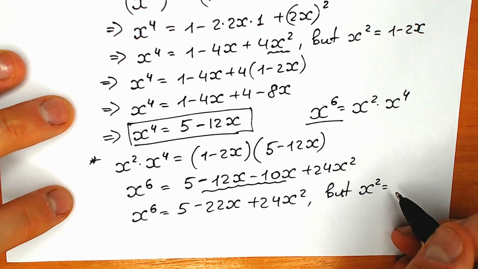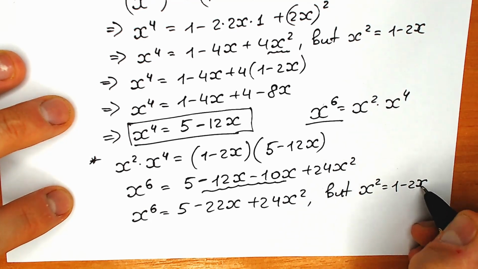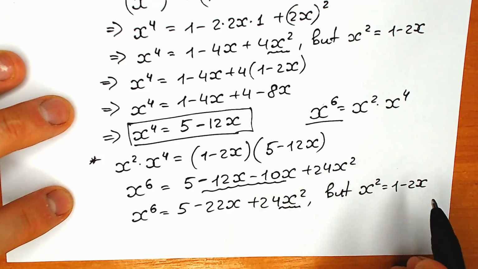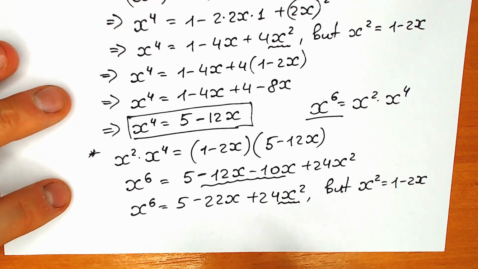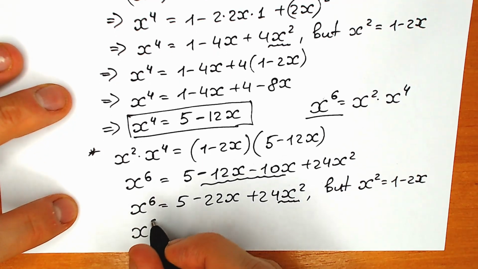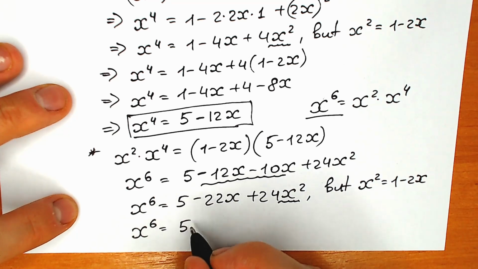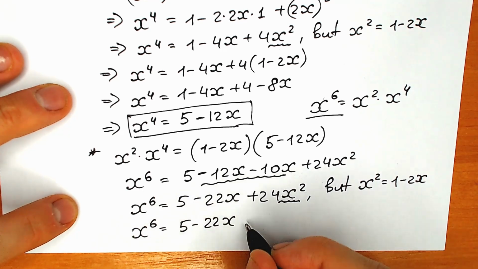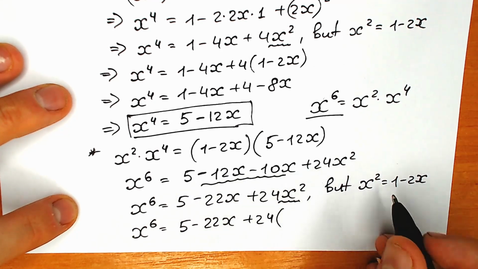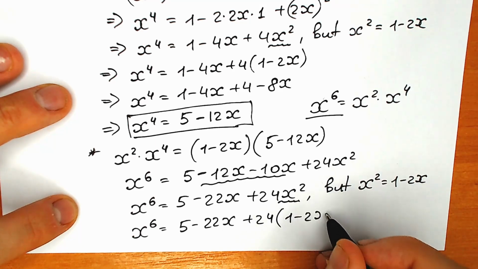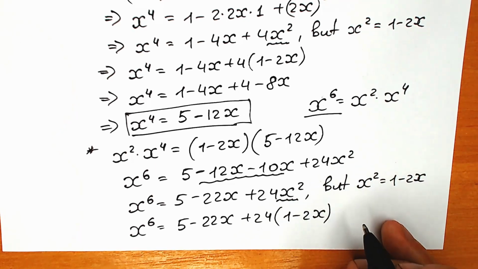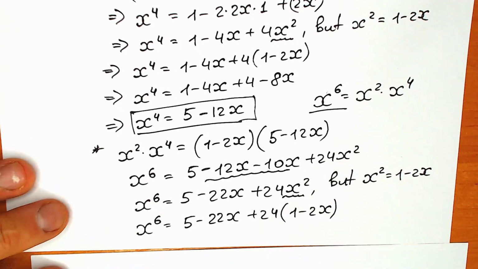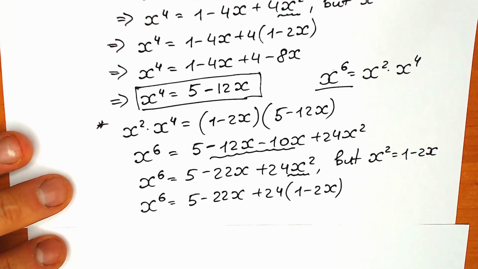So the same tricky move as we had before, 1 minus 2x. So instead of this x squared, let's plug in this 1 minus 2x. So we have x to the 6th power equal to 5 minus 22x plus 24 times (1 minus 2x). I really hope you get the point. I really hope you understand how the question goes right now. And right now, let's simplify our expression inside parentheses.